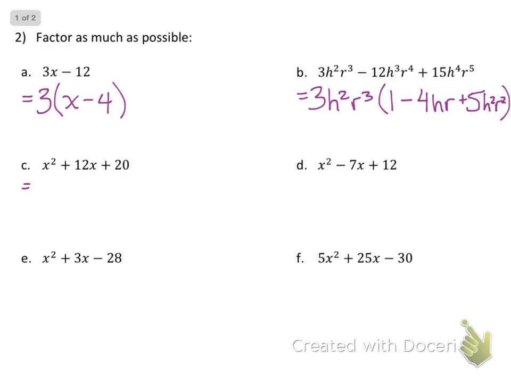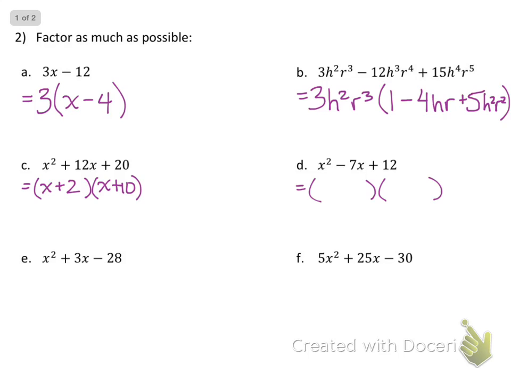In the next one, it's a simple trinomial, so I have to set up these two brackets. And remember, we're looking for things that add to 12 and multiply to 20. So that would have to be 2 and 10. Okay? Next one, again, simple trinomial.